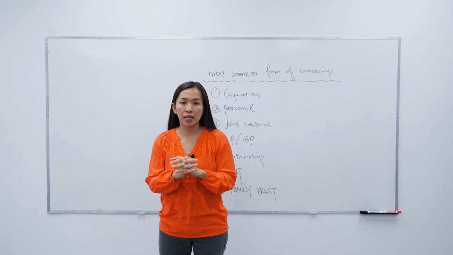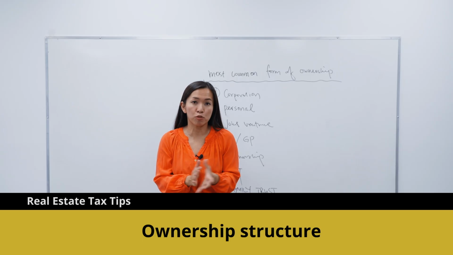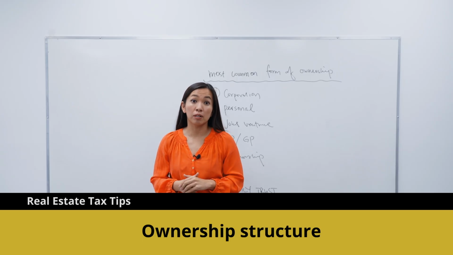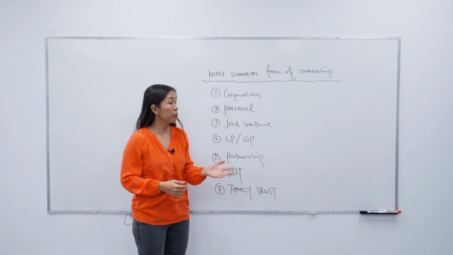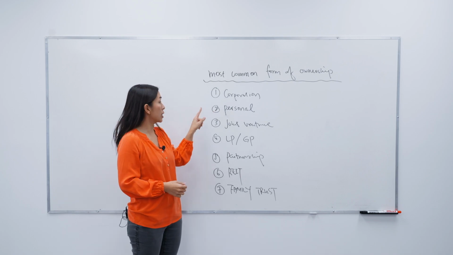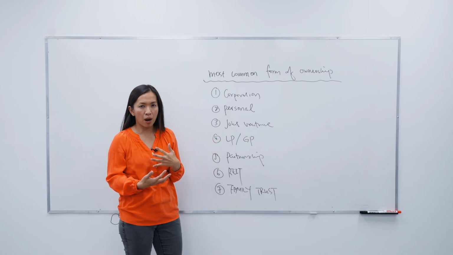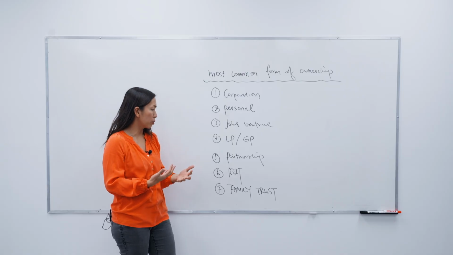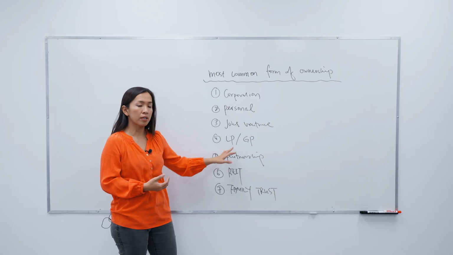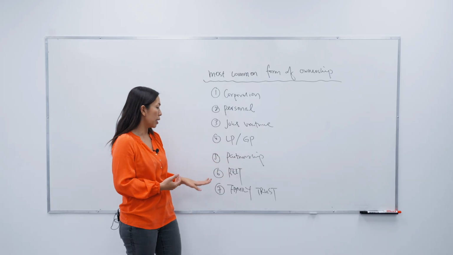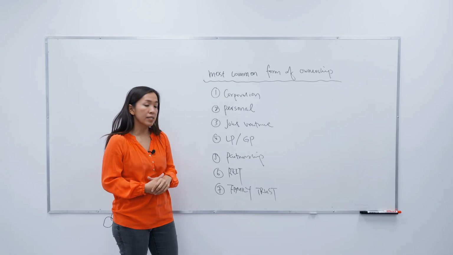How rental income is being taxed in Canada is really driven by the ownership structure that you have with the property. So in Canada, there are many different forms of ownership. The first one is corporation. Second one is personal. Third one is joint venture. And then fourth one is a limited partnership and general partnership type of ownership. Fifth one is partnership, usually a smaller scale, and LPGP is part of this partnership type. The sixth one is the real estate investment trust, and the last one is the family trust.